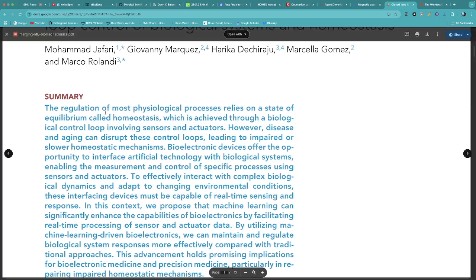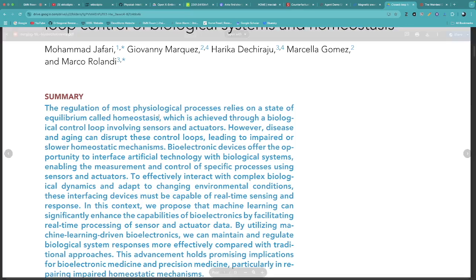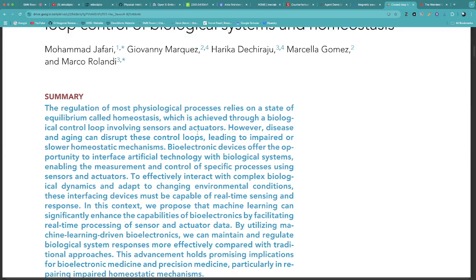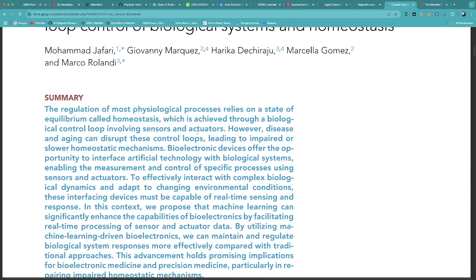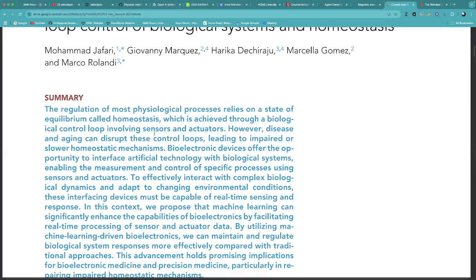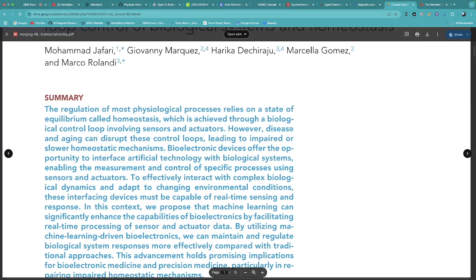And so this kind of talks about how physiological processes rely on the state of equilibrium called homeostasis, which is achieved through this biological control loop involving sensors and actuators. We have sensors and actuators in our physiological systems. That's sort of this metaphor for different types of sensory organs and other types of things that we use to act upon the world or act upon our internal state. But they can think about it in this general model. However, disease and aging can disrupt these control loops, leading to impaired or slower homeostatic mechanisms.